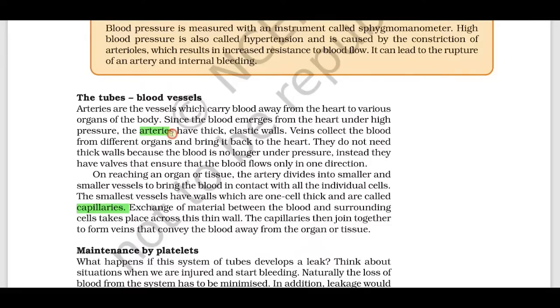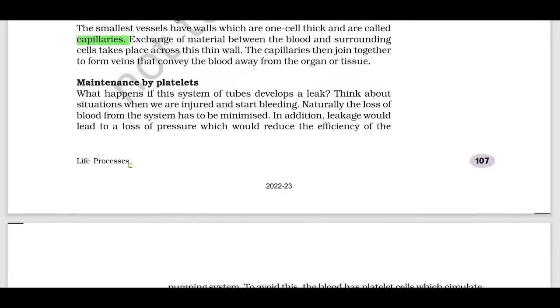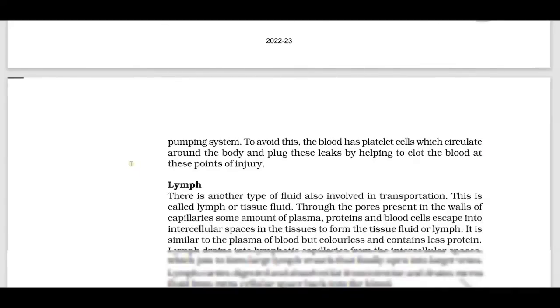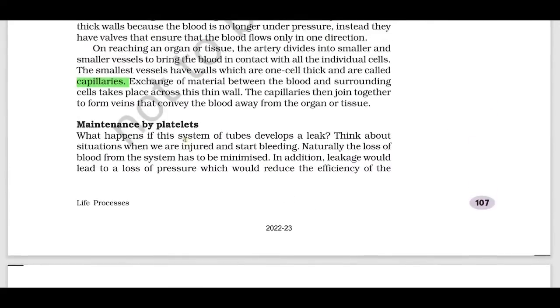Arteries have thick and elastic walls, whereas veins have what? Yes, they don't need thick walls. The function of platelets along with the function of lymph. Many times the function of lymph has been repeated in the exam, and also the function of platelets, like blood clotting.